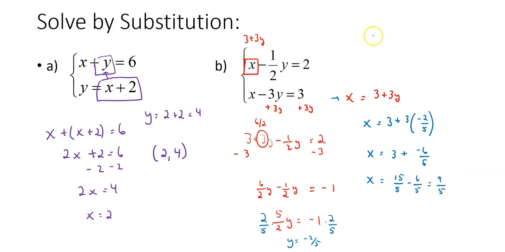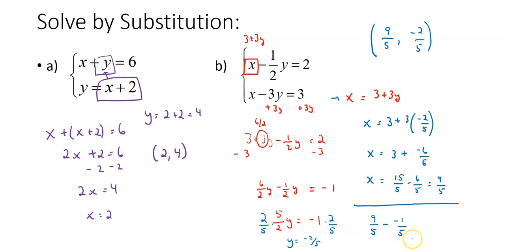is 9 fifths. So my claim is that x is equal to 9 fifths and y is equal to negative 2 fifths. Is that correct? Well, let's throw it back in that top line and see if it makes any sense. It says x minus a half of y is 2.